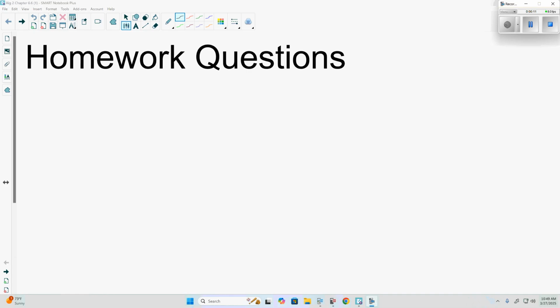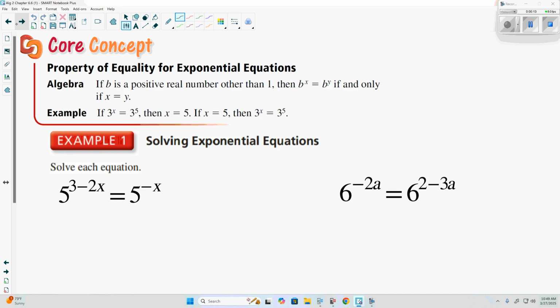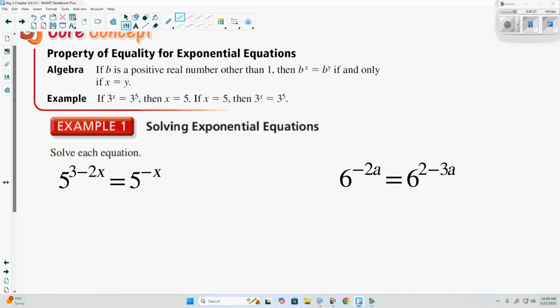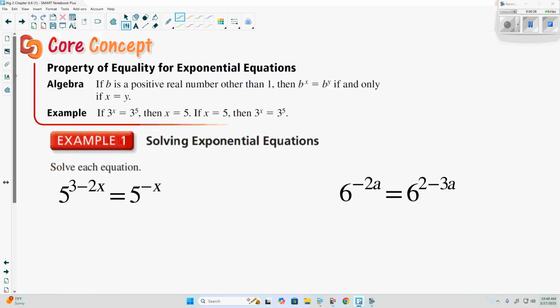All right. What we're doing today is we are starting to solve logarithmic and exponential equations. Now, the first ones we're going to look at, we're going to talk about the property of equality for exponential equations. Another way that this property is talked about is the 1-to-1 property.